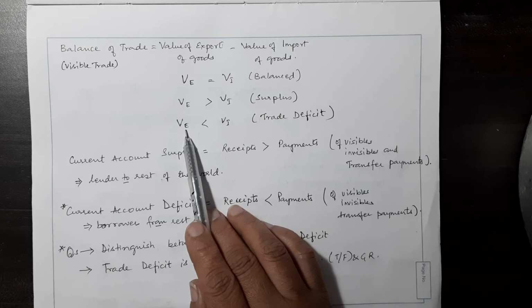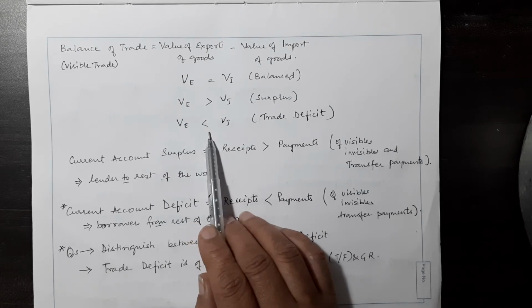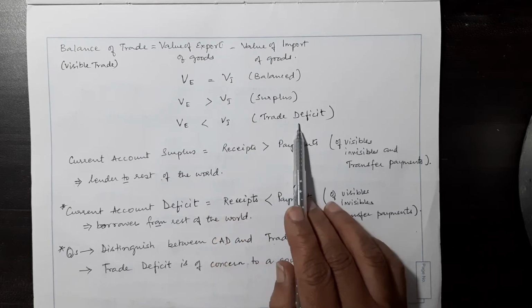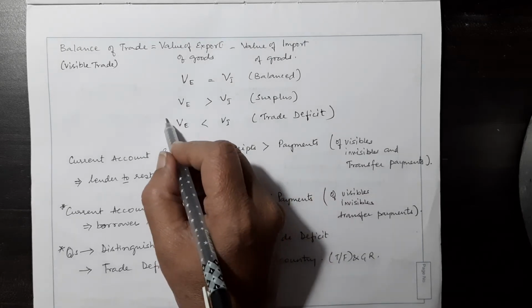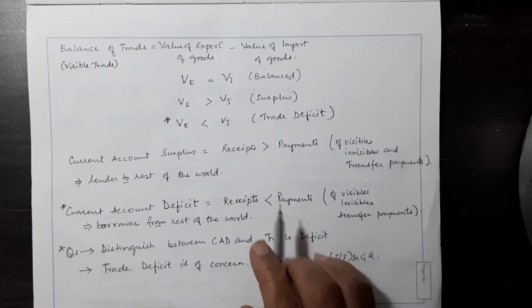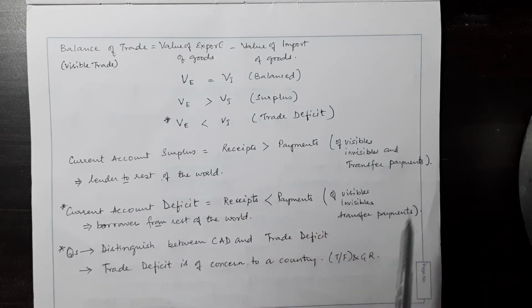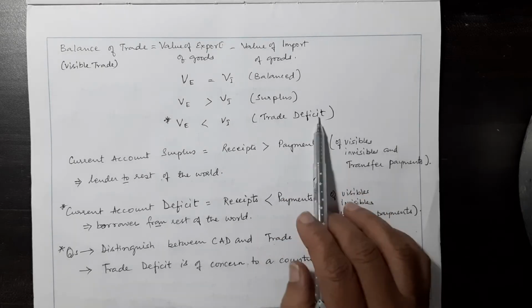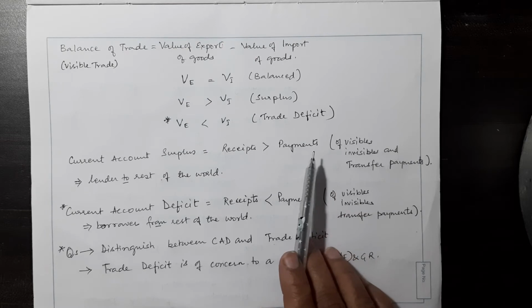If the value of the export of goods is less than the value of the imports, then there is a trade deficit. And this trade deficit is a very, very important question, right? Now, why is it an important question? Because most of the time, 2 or 3 questions are asked based on this trade deficit.